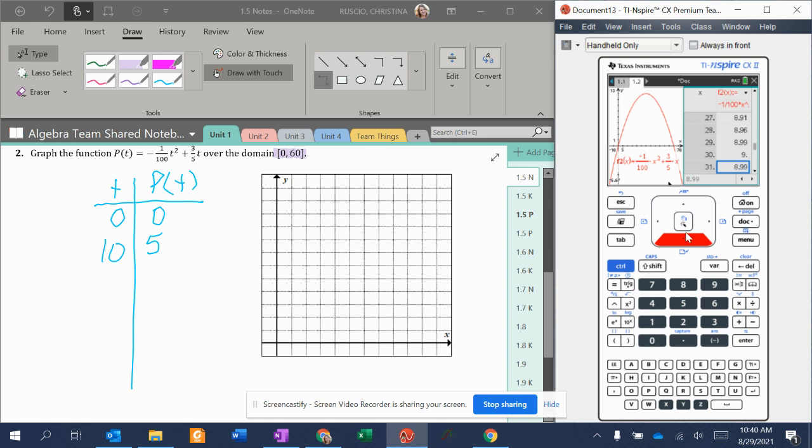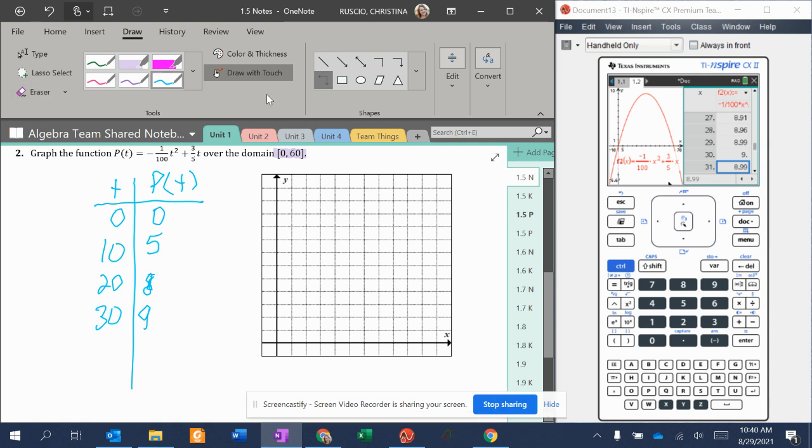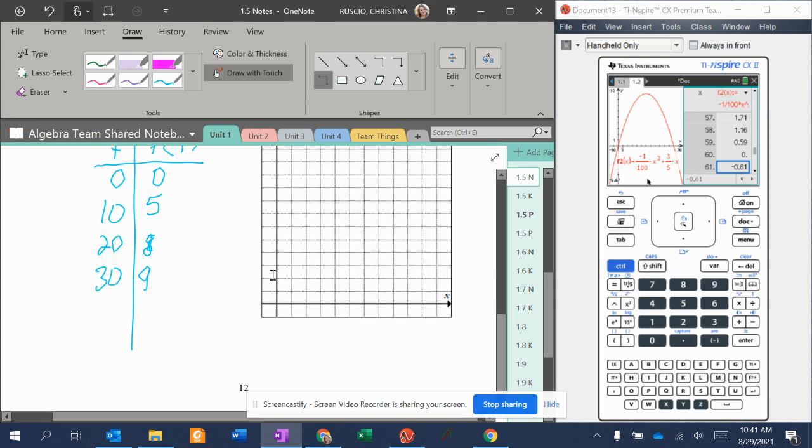28, 39. That's an 8. That does not look like an 8, but that's okay. We'll keep going. 48, 55, and 60, 0. All right, so let's put those last ones in there. 48, 55, and 60, 0. So that's an 8. I'm just going to make it look more like an 8.